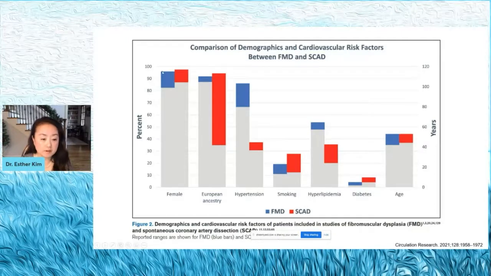And so you can see that, similar to fibromuscular dysplasia, spontaneous coronary artery dissection has a high prevalence of women, and also a high prevalence of European ancestry, although the SCAD registries do tend to have a little bit more diversity in the publications. We see that patients with fibromuscular dysplasia have a much higher prevalence of hypertension compared to the cohorts that have been studied in spontaneous coronary artery dissection. There may be some slight differences in smoking and hyperlipidemia, but low prevalence of diabetes in both groups, and age is almost identical.